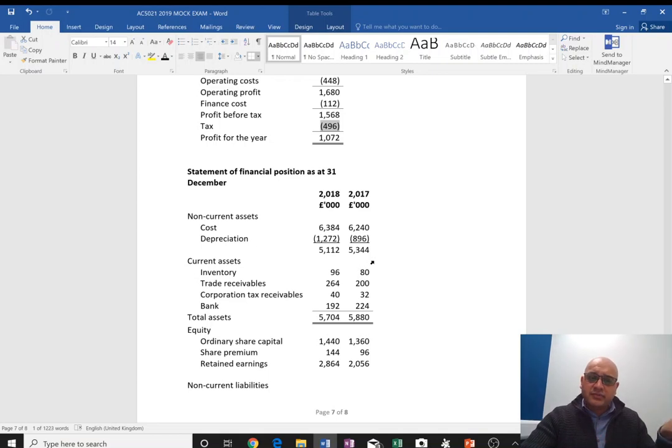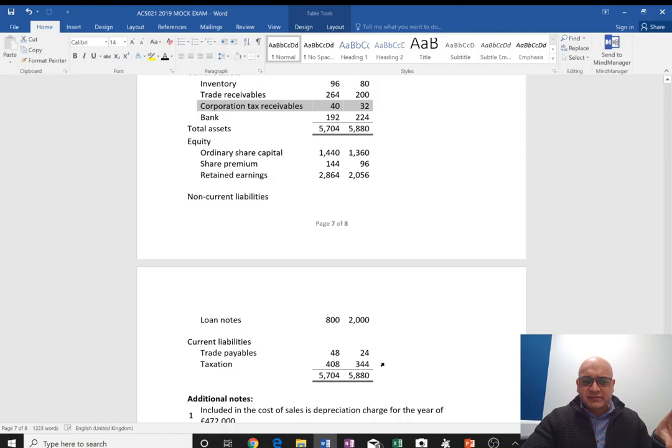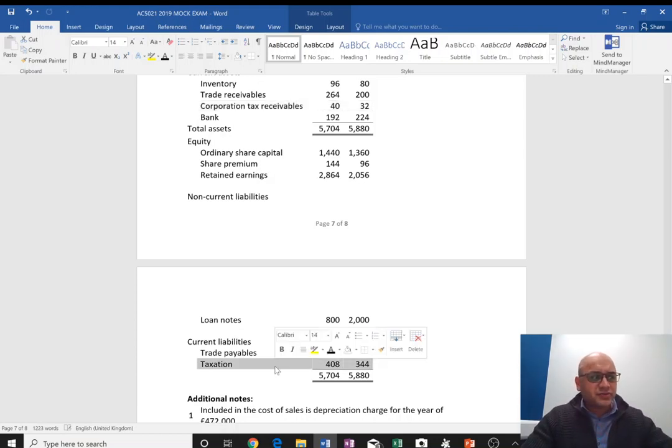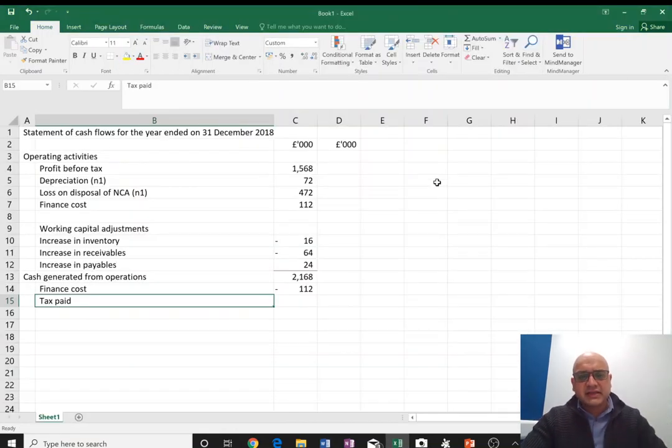We want to find out how much tax we paid during the year. And we do have opening and closing balances for the tax. So we have some tax assets, yeah, and we have some tax liabilities. So what we'll do is we'll do a little working, okay, a little working for tax.